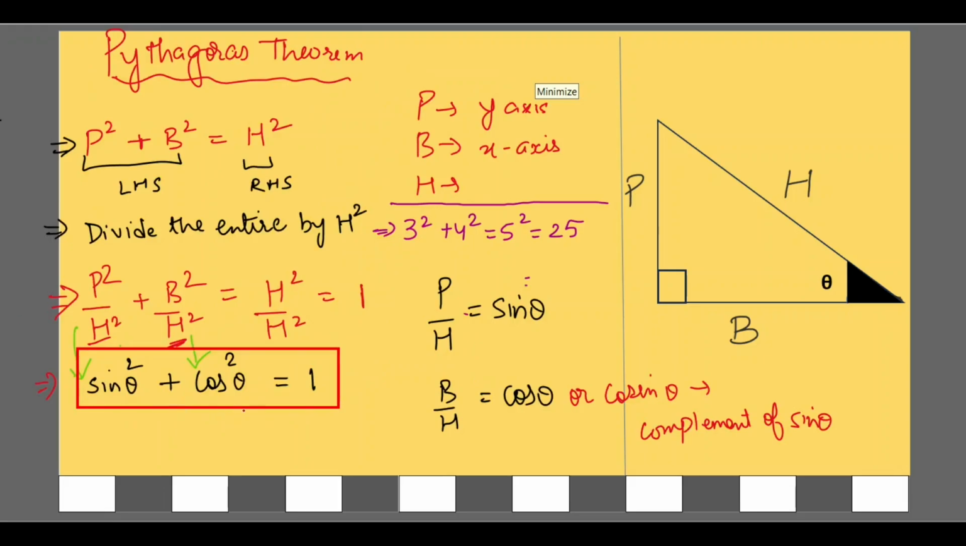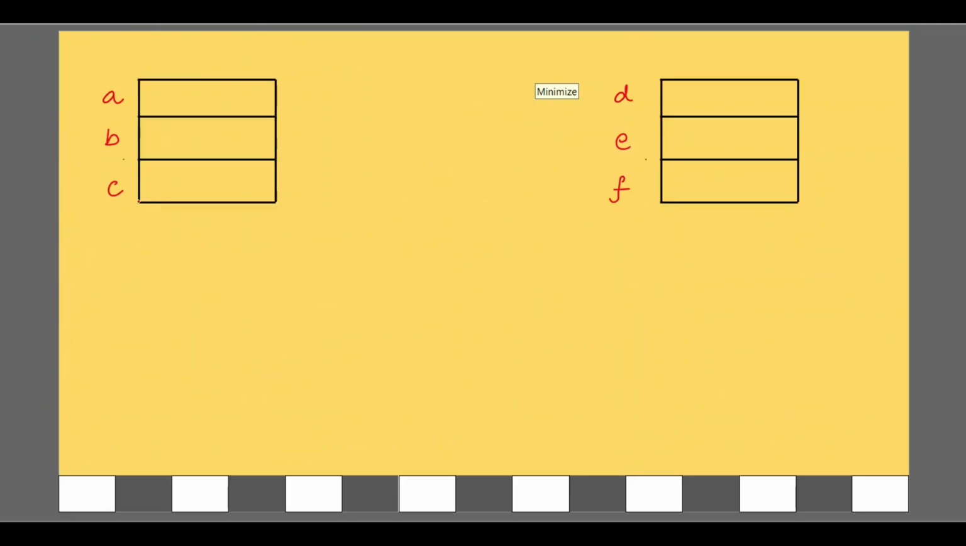Sine square plus cos square theta is 1. The sum of squares of two numbers which is equal to 1 is only possible when these individual numbers, sine and cosine theta, are less than 1. Okay. Now let's go back to trigonometry functions. Now that we know about sine theta and cosine theta, let's go to the other trigonometry functions.